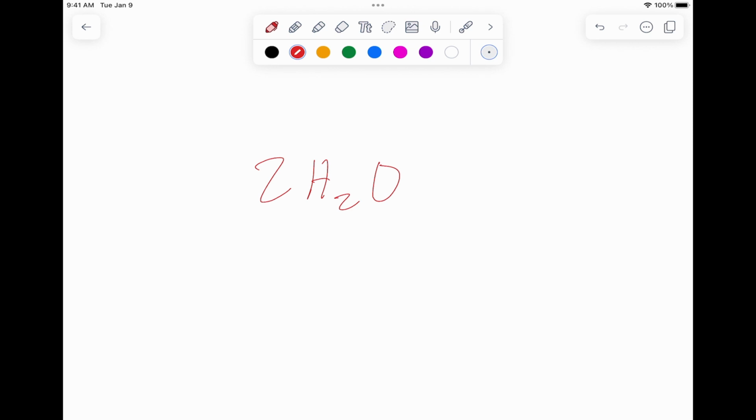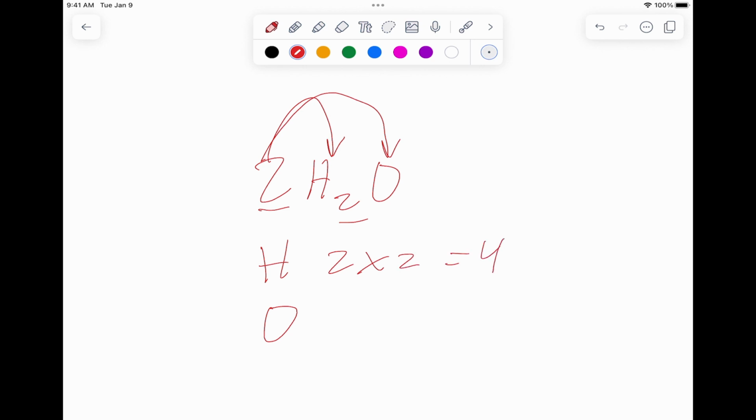2H2O. If I want to know how many hydrogens and how many oxygens I have, this 2 multiplies to the hydrogen and to the oxygen, so it counts for both. For the hydrogen, I have 2 and 2, so 2 times 2 for a total of 4. For the oxygen, there's nothing written, but that would be the same as having a 1. So I have 2 times 1 for a total of 2. So for the water, I have 4 hydrogens and 2 oxygens right now.